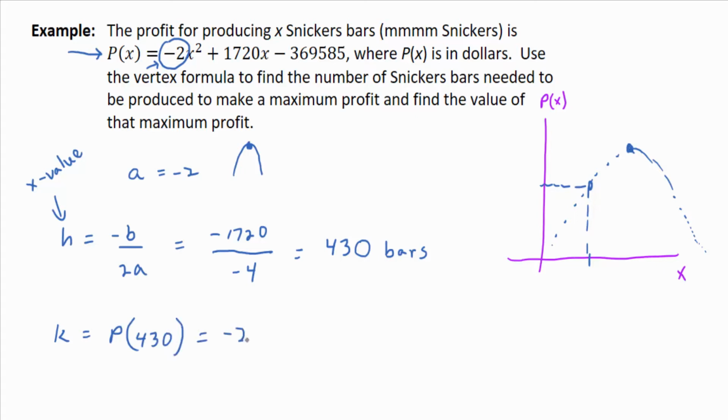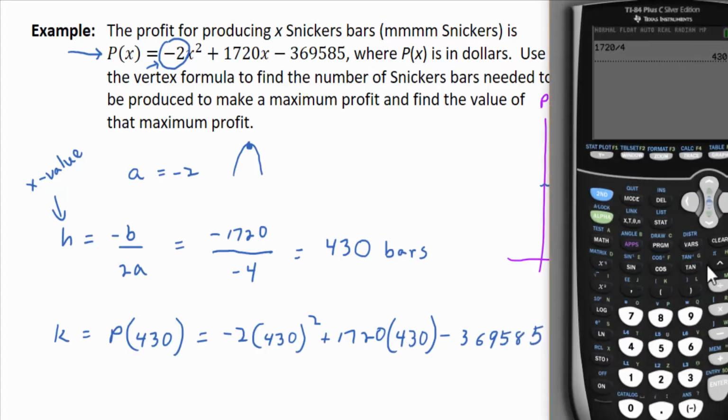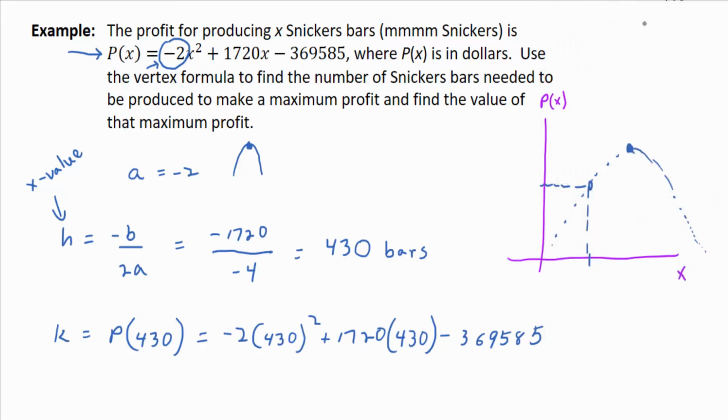And so we're going to take negative 2 times 430. We're going to square it. We're going to add in 1,720 times, replace x with 430. And then we're going to subtract 369,585. Well, we better do that on the calculator, I think. So 215 is what you're getting? Okay, I believe that. So if you run this through, everybody, or at least somebody, let's have 2 people verify that. But if you run that through your calculator, we're getting 215.